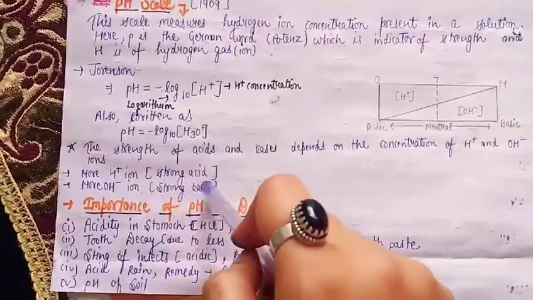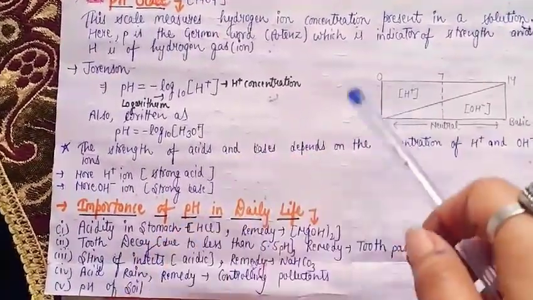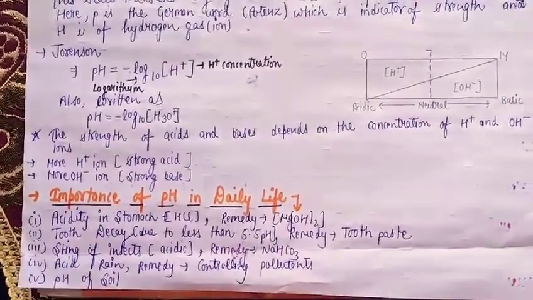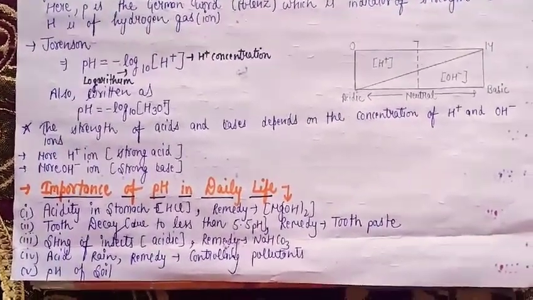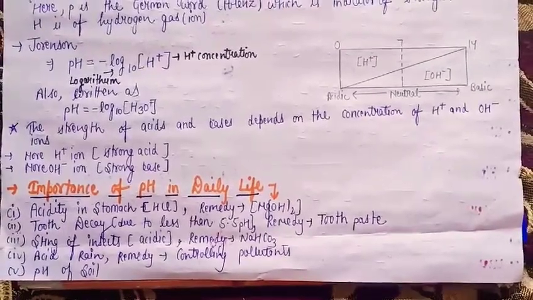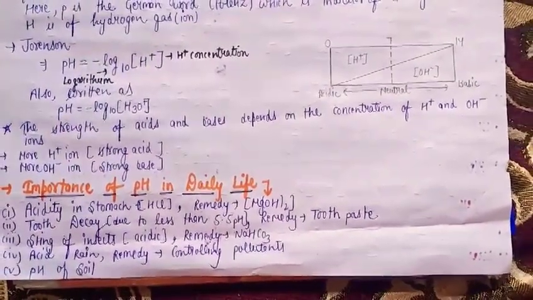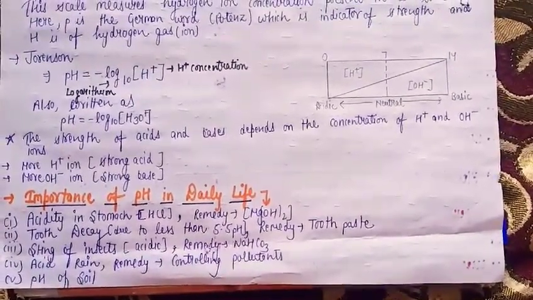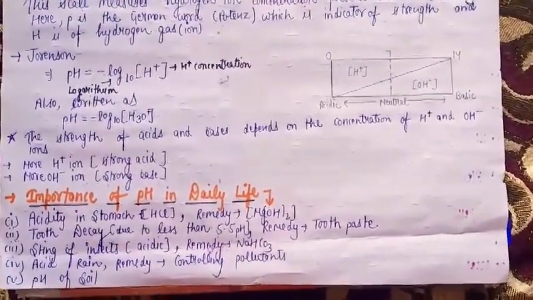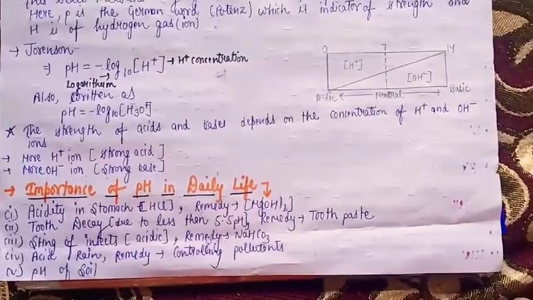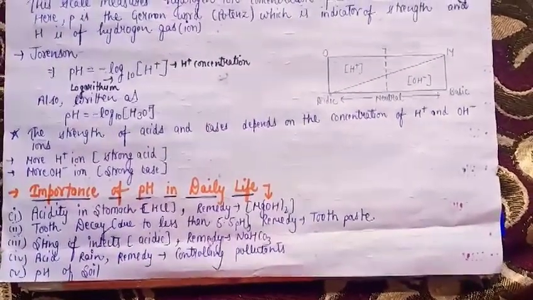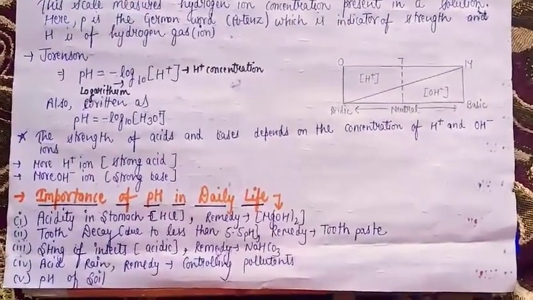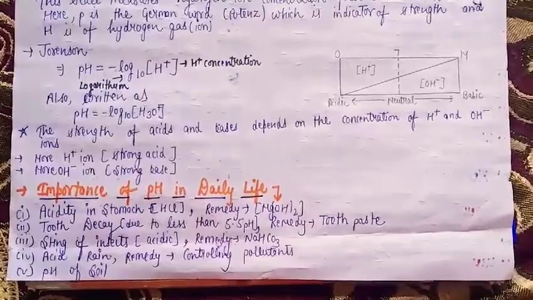And the strength of acids and bases totally depends on the concentration of H plus ions and OH minus ions. What does it mean? It means that more concentration of H plus ions shows a strong acid, and more concentration of OH minus ions shows a strong base. Likewise, acidic substances are like HCl, gastric juice, milk, curd, lemon juice, tomato, orange, etc. And the basic substances are like NaOH, blood, soap solution, cold drink, baking soda, milk of magnesia, etc.